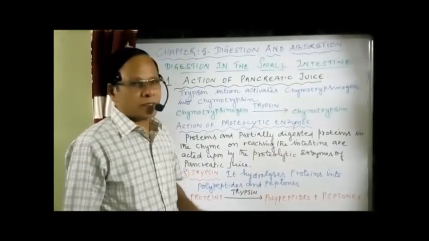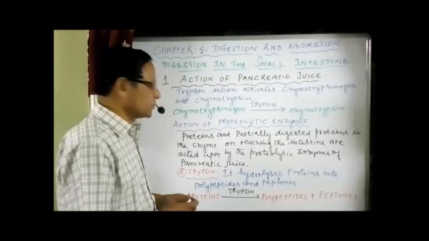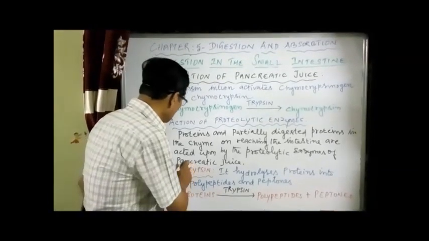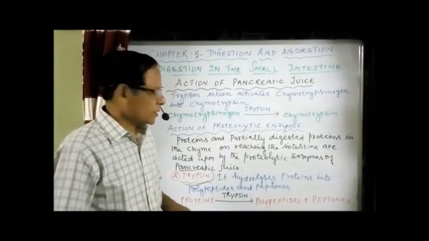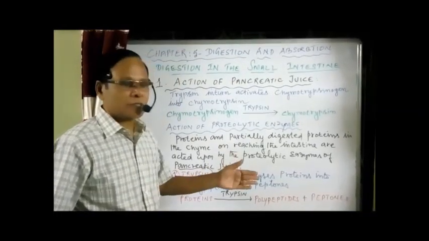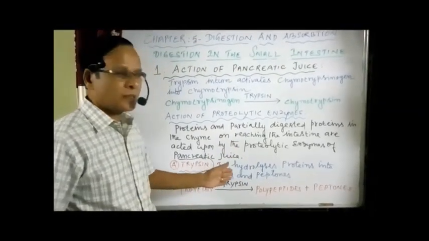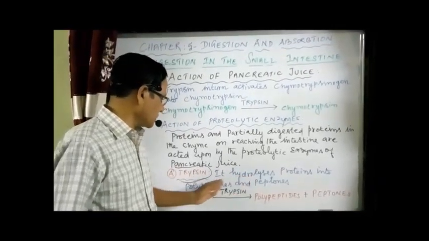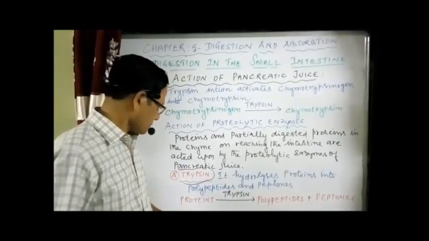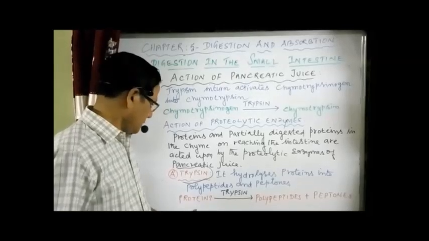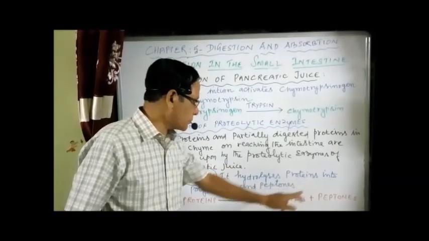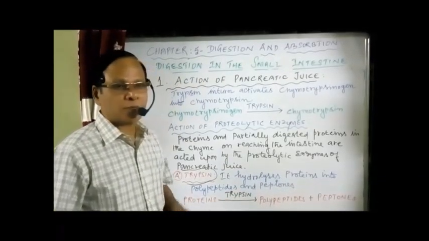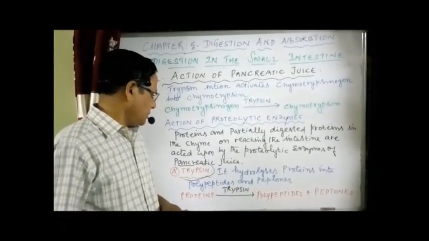Now, what are the proteolytic enzymes? Number one, trypsin. This is the number one proteolytic enzyme. Now, what is its role? It hydrolyzes proteins into peptones and polypeptides. I represented here that the proteins get converted into polypeptides and peptones by trypsin, a proteolytic enzyme.